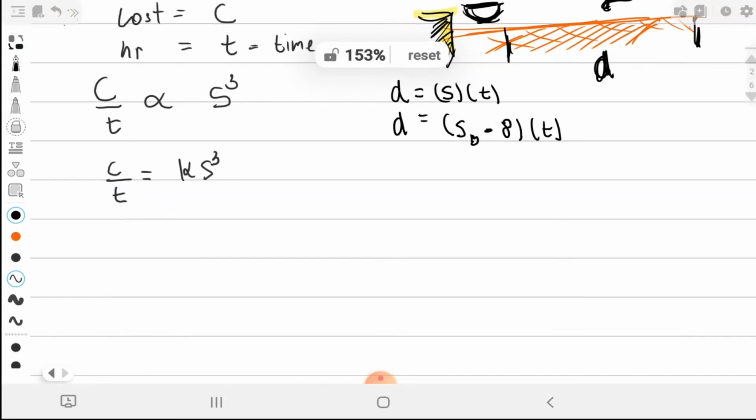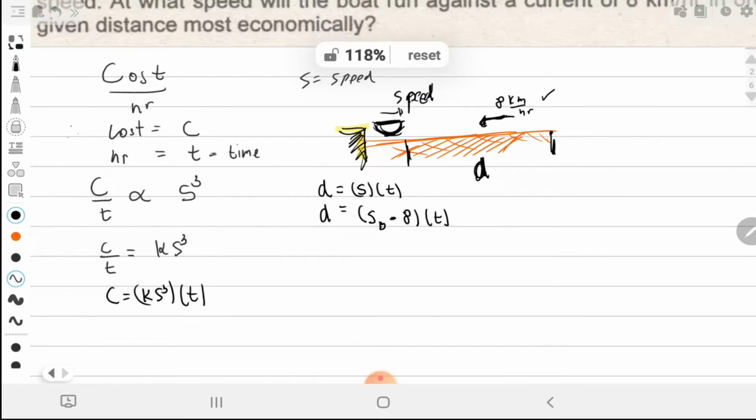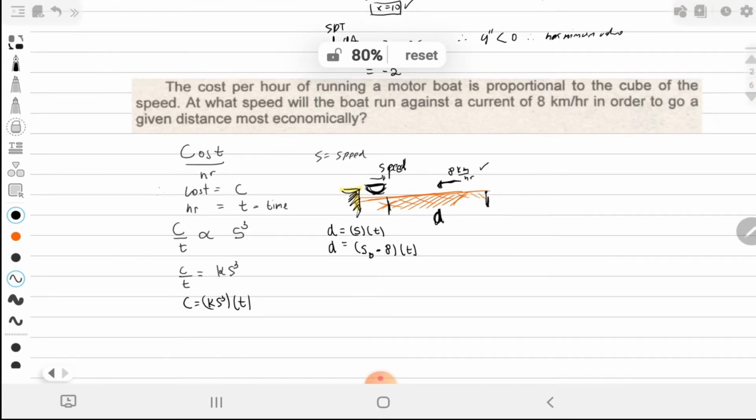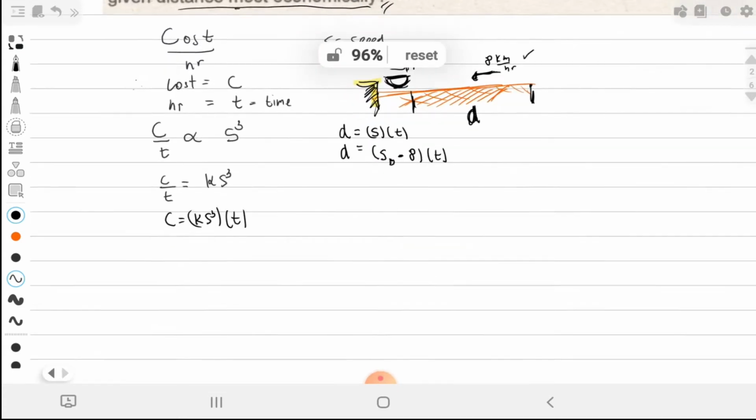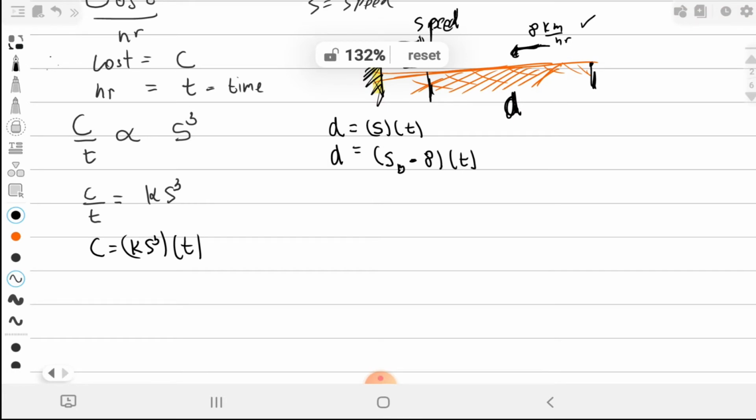So, therefore, cost can be written as K S cubed multiplied by T. What we minimize here is the speed in order to go to a given distance, the most economical. When it is most economical, we would minimize our costs. So from here, I have two variables to consider, my S and my T. Take note that K is a constant.